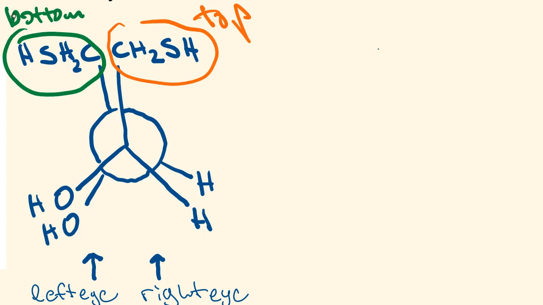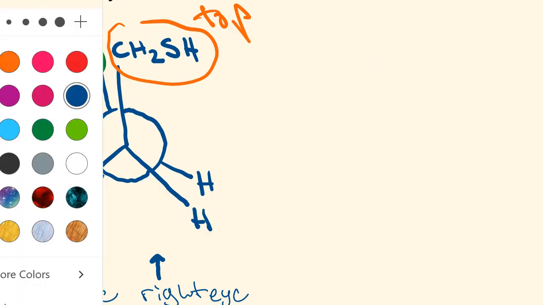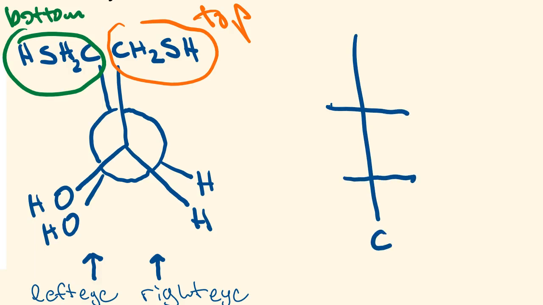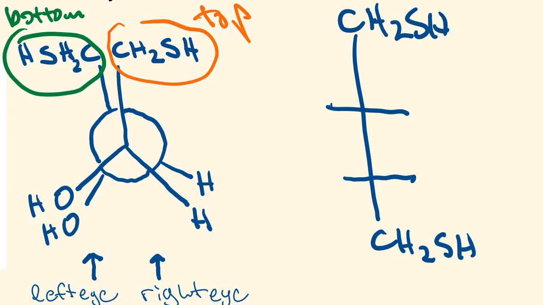So our Fischer projection, we can start looking like this. Okay, and now we can see that both of the hydroxyl groups are on the left-hand side of the molecule, and both of the hydrogens are on the right-hand side.